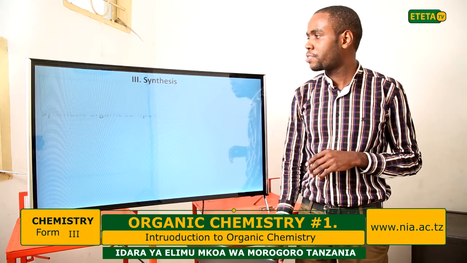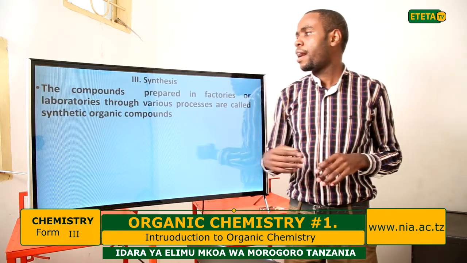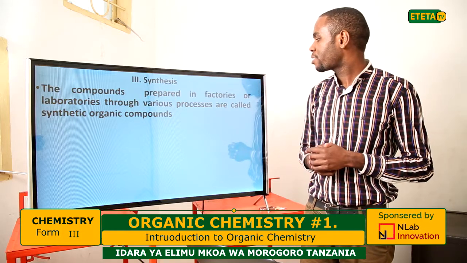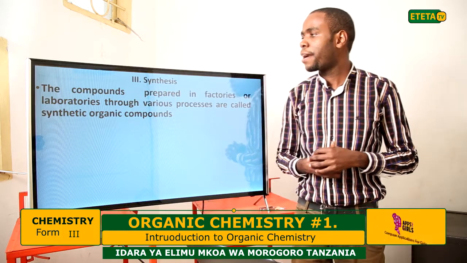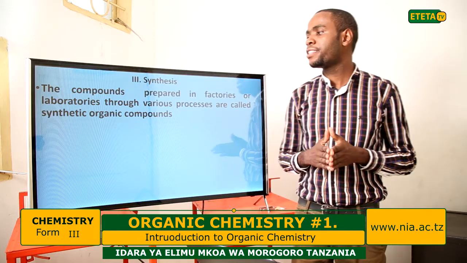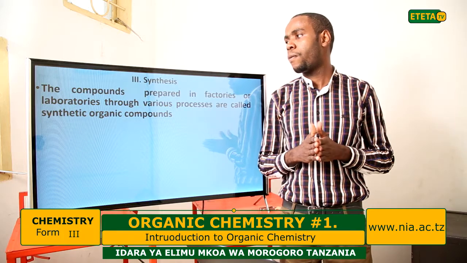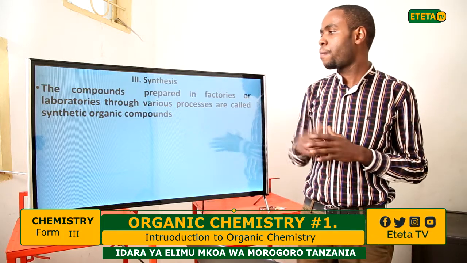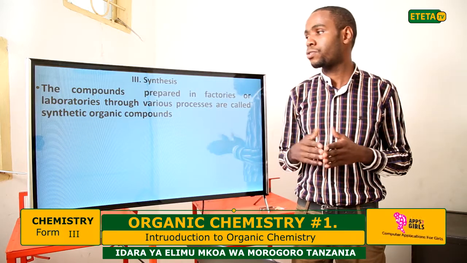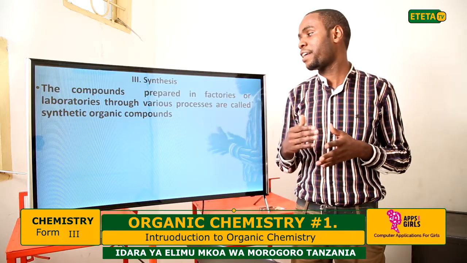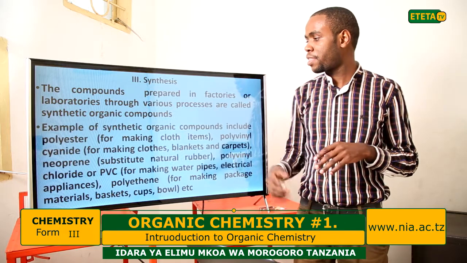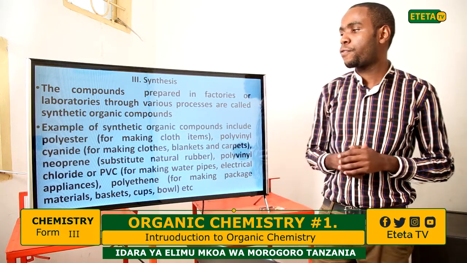Now, synthesis. The compounds prepared in factories or laboratories through various processes are called synthetic organic compounds. So these synthetic organic compounds are prepared in industries, factories, or laboratories through various processes. Examples of synthetic organic compounds include the following.